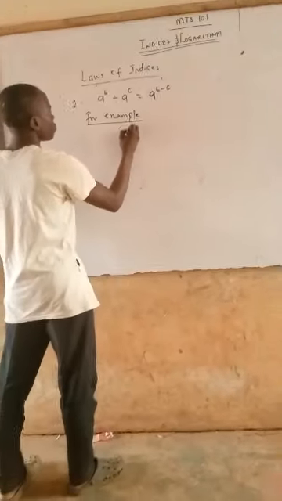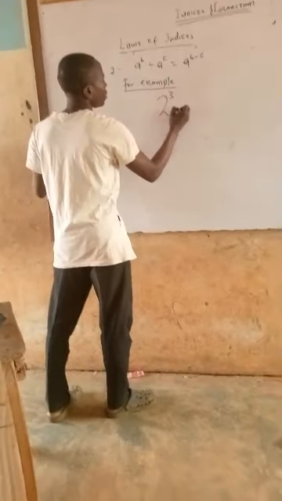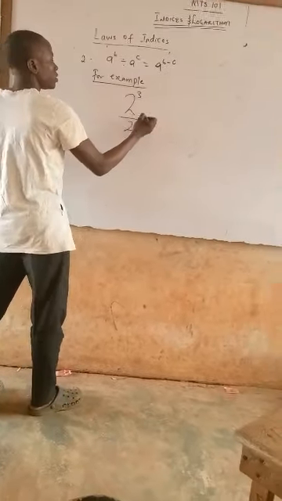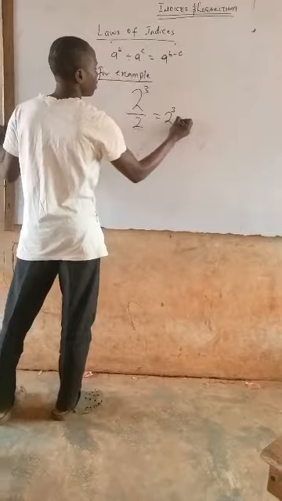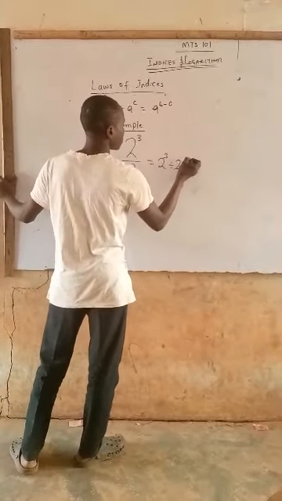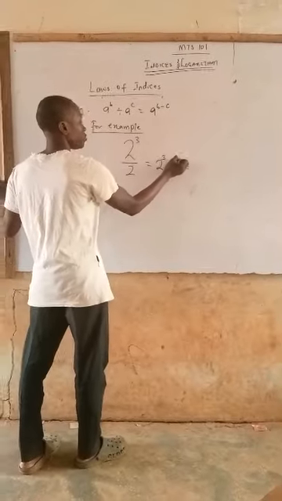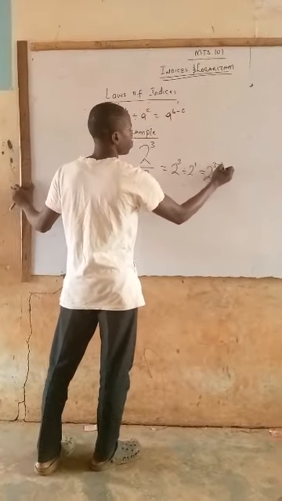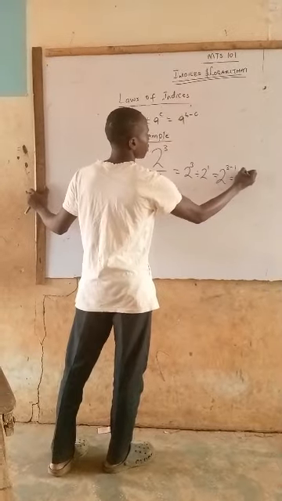if you have 2 raised to the power of 3 divided by 2, then you subtract the exponent. Don't forget that this is 2 raised to the power 1. So you have 2 raised to the power of 3 minus 1, which is 2 raised to the power of 2.